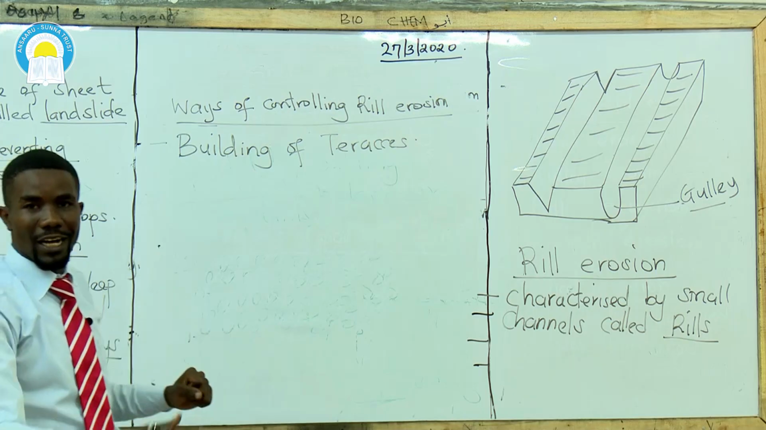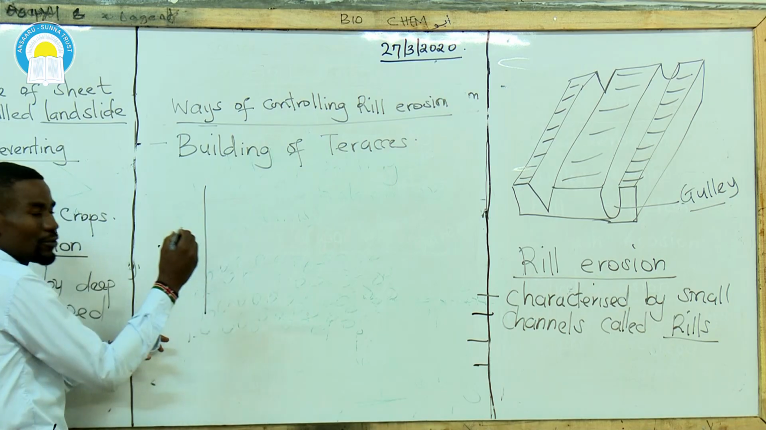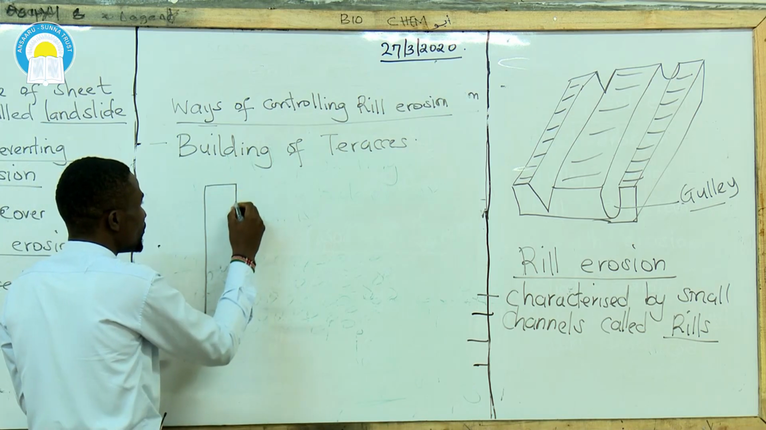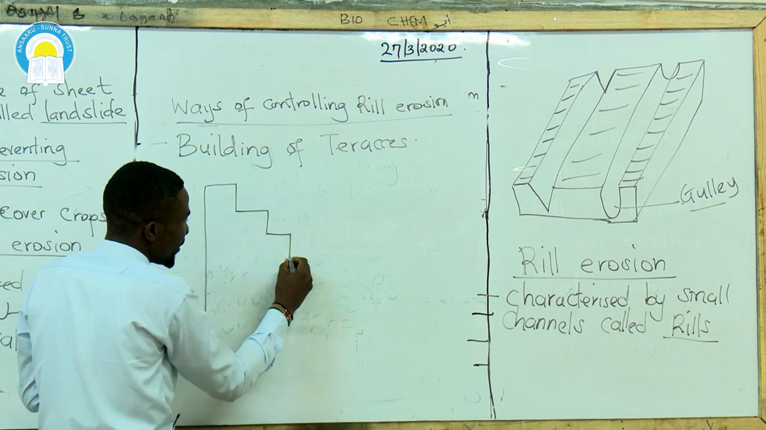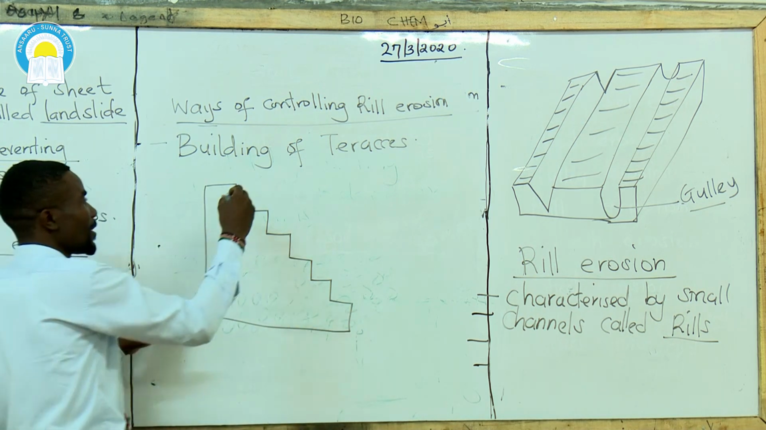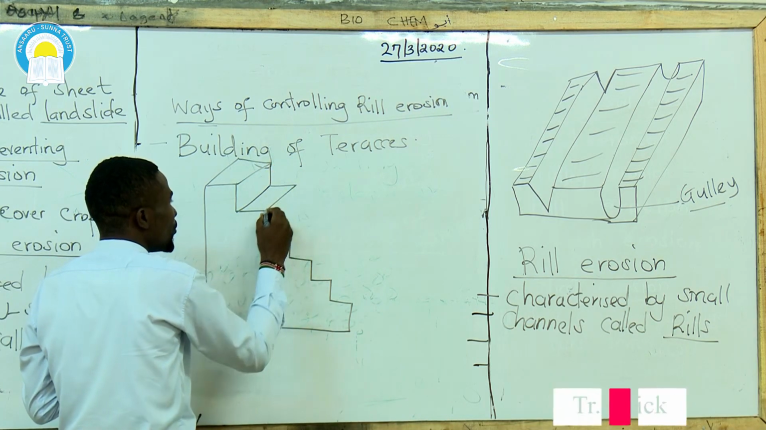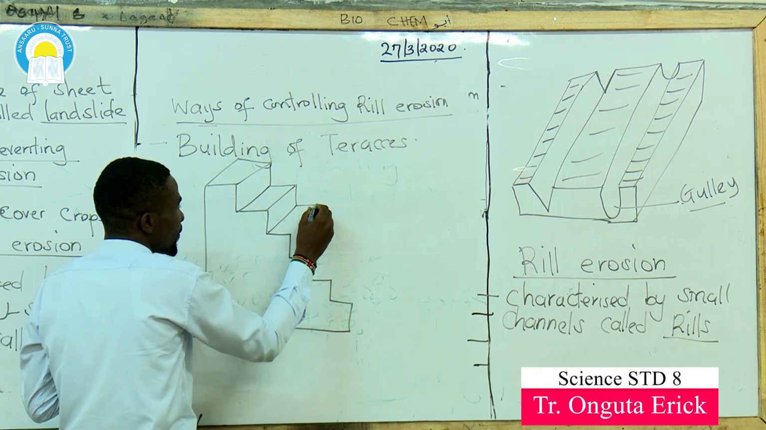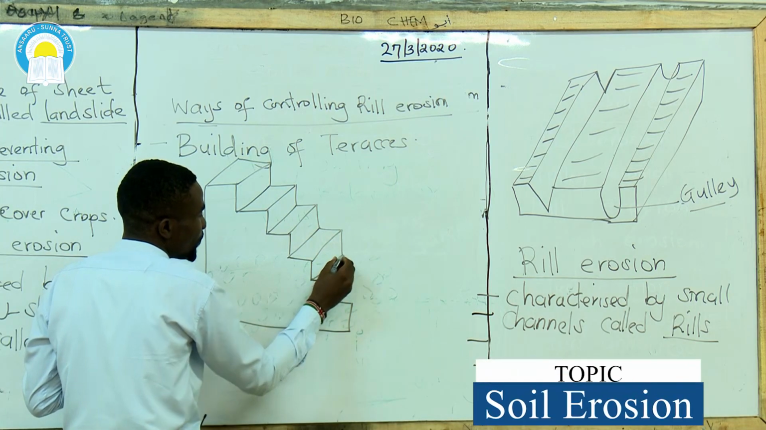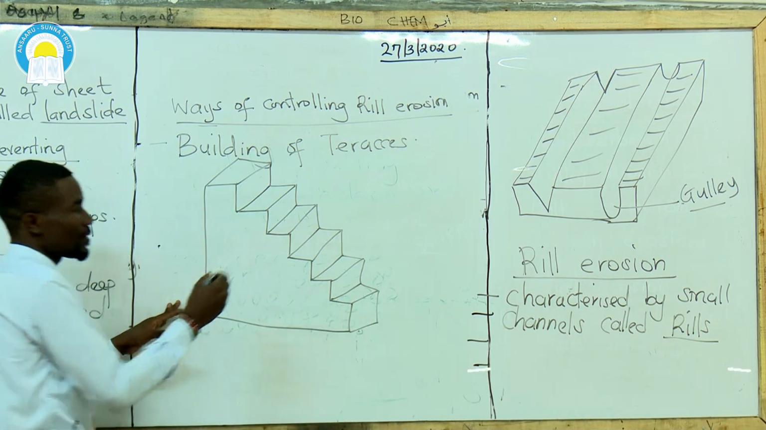These terraces will slow down the movement of water. Assuming this is the highland I'm talking about, and we want to reduce the gradient of the slope, what do we do? We are going to build the terraces on this slope. The terraces always look like stairs, a staircase. These ones are going to be our terraces. And on the terraces you can plant napier grass to help you to reduce this type of soil erosion.